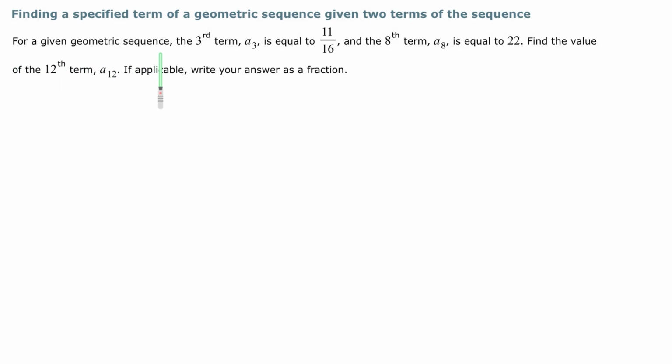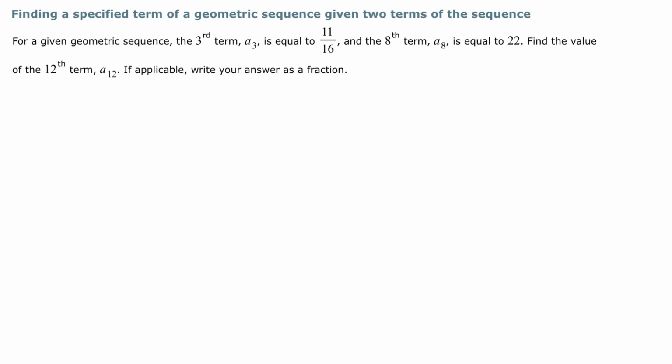For a given geometric sequence, the third term, a sub 3, is equal to 11/16, and the eighth term, a sub 8, is equal to 22. Find the value of the 12th term, a sub 12. If applicable, write your answer as a fraction.